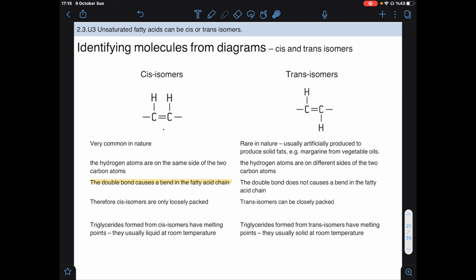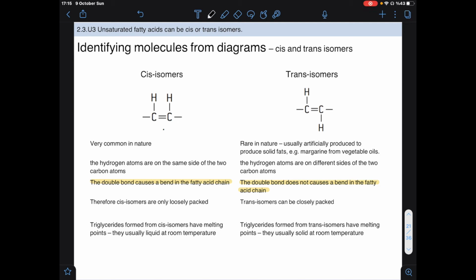However, let's look at the structure of trans isomers. So we can see 1 hydrogen atom here and 1 here. So since they're on alternate sides, this means that this molecule cannot bend. So the double bond does not cause a bend in the fatty acid chain. So the most important difference between these 2 is this. And we can say that cis isomers are found very commonly in nature, but trans isomers are very rare. So this means that they're artificially produced.